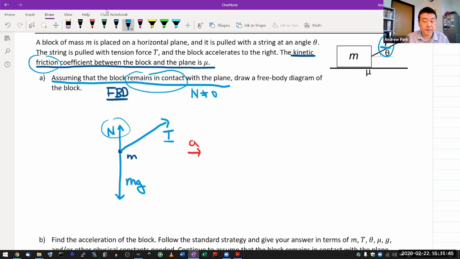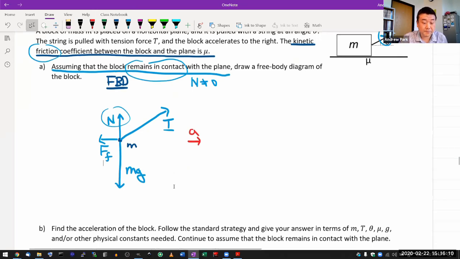If the block is accelerating to the right, I must have friction force to the left. That's going to be canceling out some portion of the horizontal component of the tension force. So that's the free body diagram, and I think you can stop here for the free body diagram. Let me go through the remainder of the question, part B, and I can bring up some of the considerations in that part.